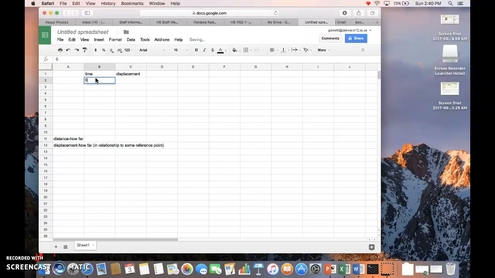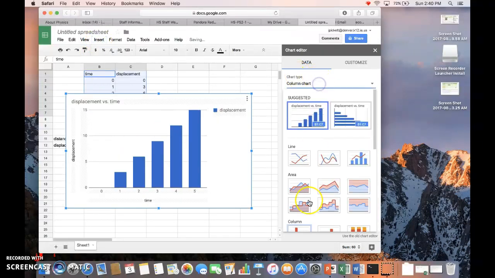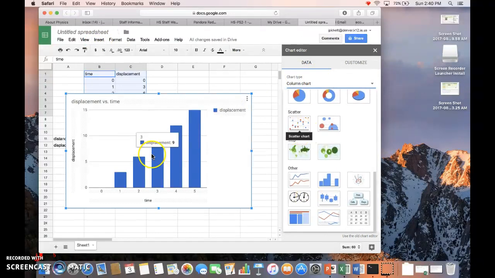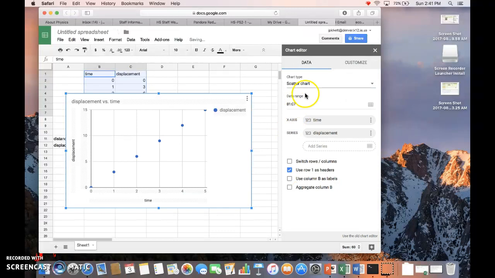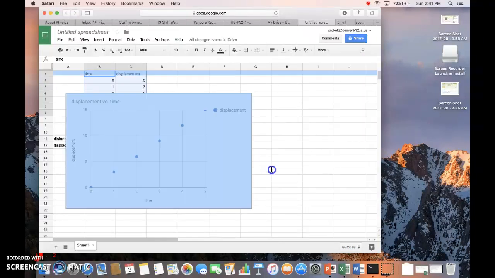And so I'm going to put some data in here in terms of time and displacement. The time is going to increase by a second each time, and the displacement is going to increase by 3 each time. There we go, I've got this data. I'm going to graph it, and again, part of this tutorial is to help you remember how to graph information. So I've got time and displacement, and I'm going to go to Insert, Chart, change the default bar graph to a scatter plot, and X out of the editor, and there we go, we've got our very first graph.